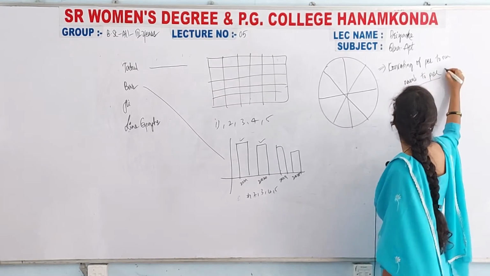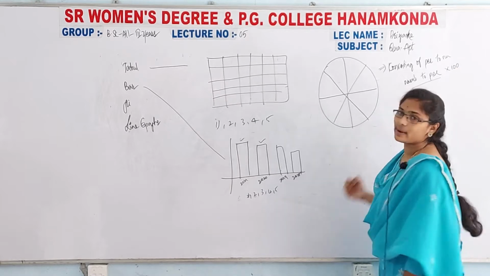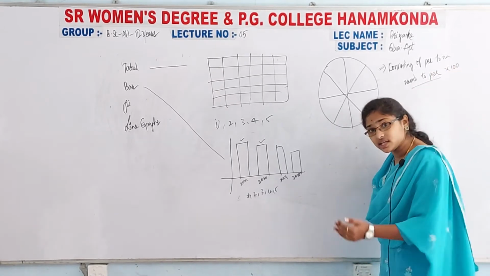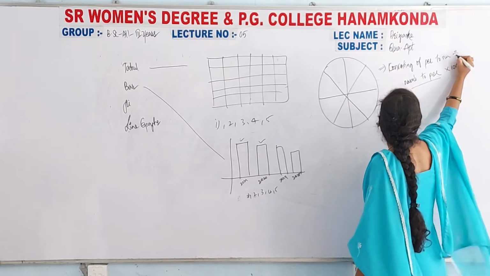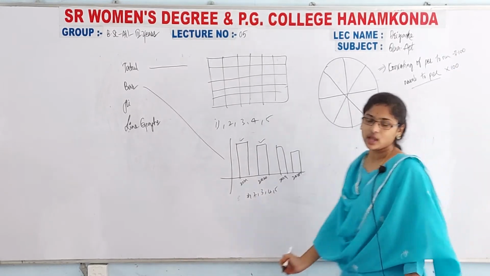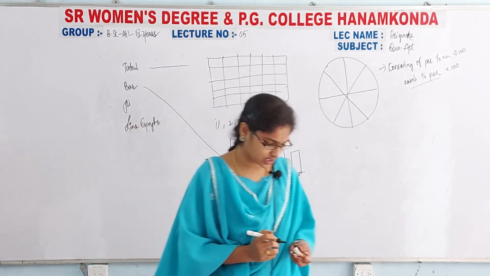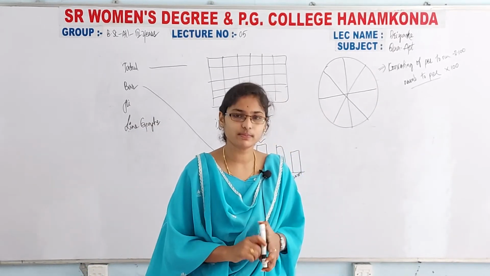So converting a number to a percentage means it is enough to multiply by 100, and converting a percentage to a number, then simply it is enough to divide by 100. So like this you have to take the problems, okay. This is nothing but the tabulation, bar graphs, pie charts.